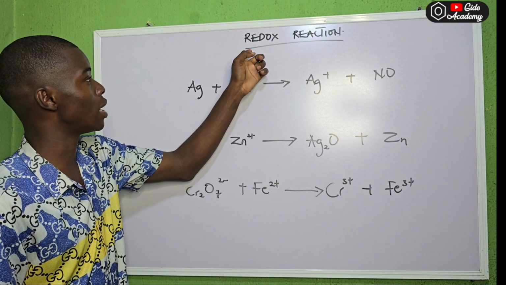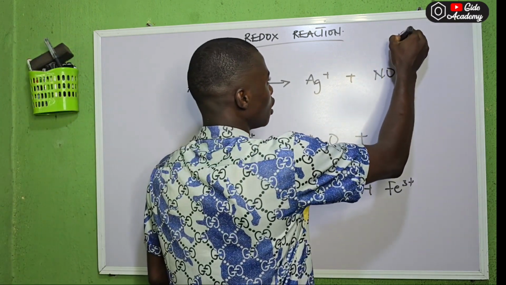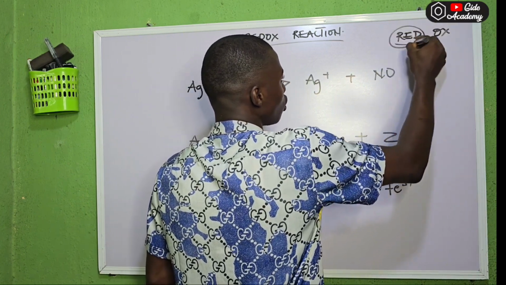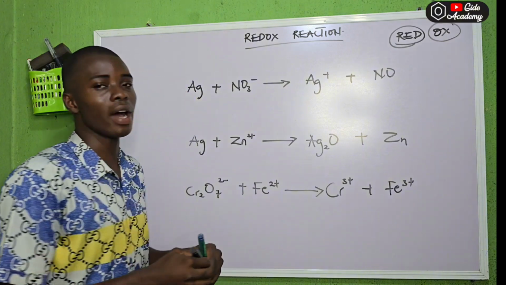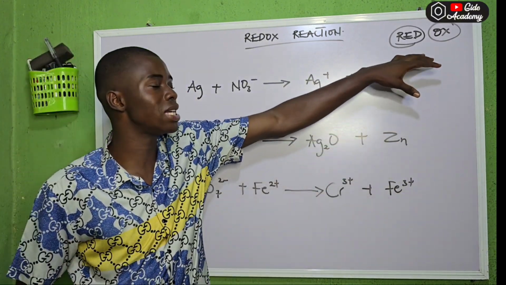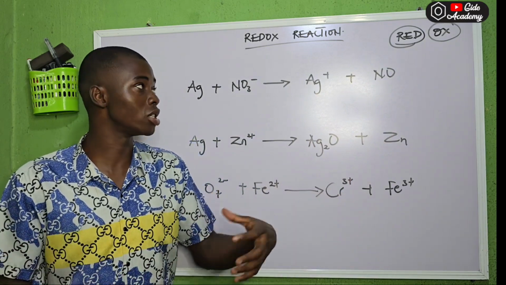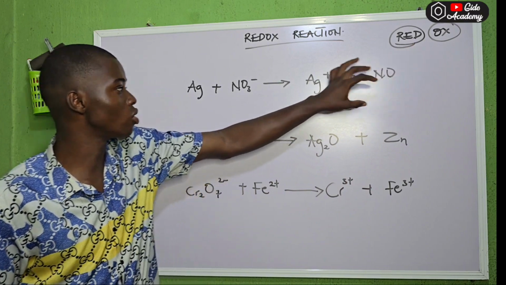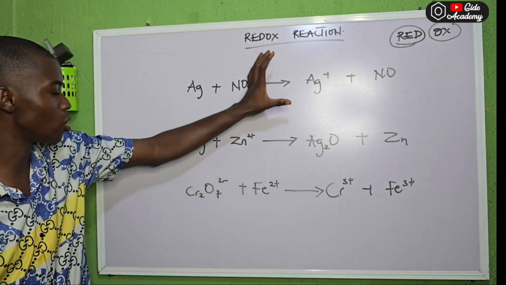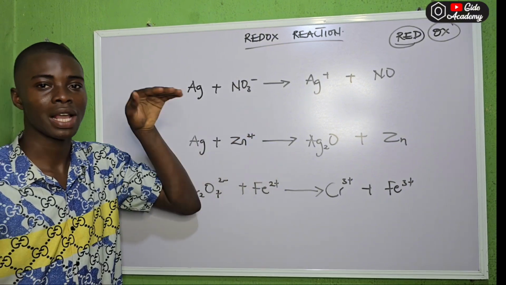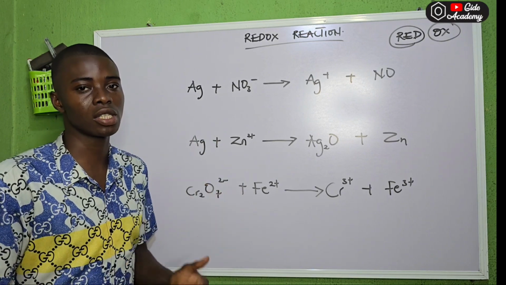Redox means reduction and oxidation. Whenever reduction and oxidation take place at the same time, simultaneously, in a particular reaction, it is called a redox reaction. So these are examples of redox reactions. That's to say, reduction is taking place and oxidation is taking place simultaneously.